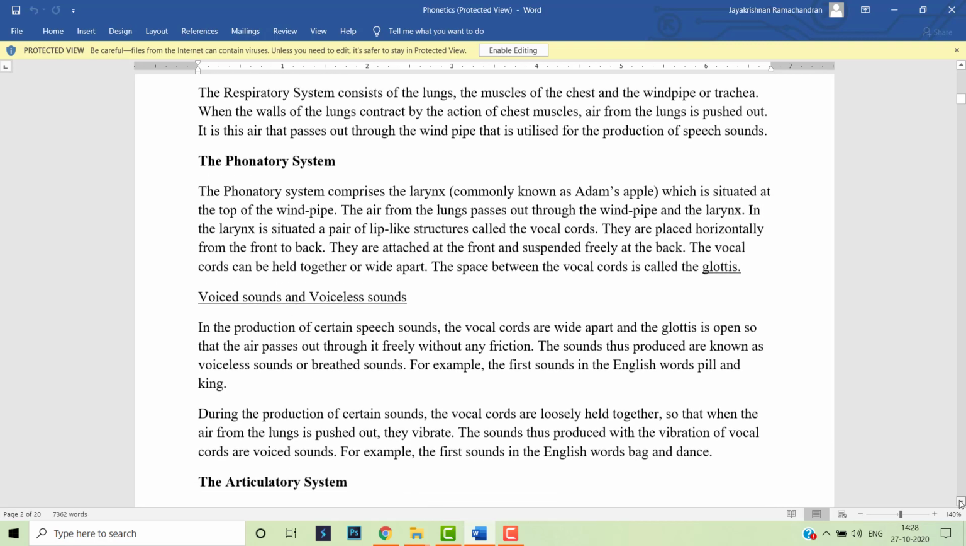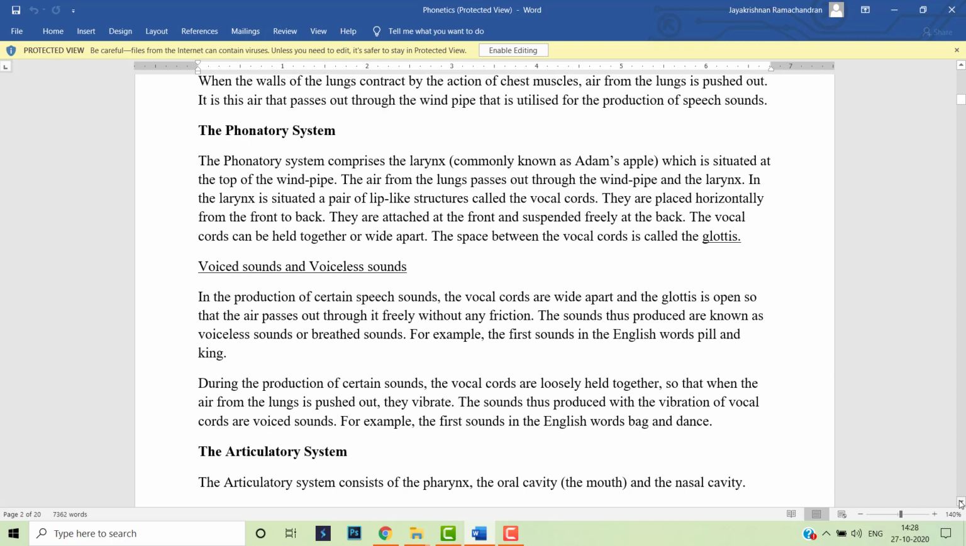And then we have studied voiced sounds and voiceless sounds. Voiceless sounds are those sounds during the production of which the glottis remains open so that the air can escape freely through the vocal cords. And there are voiced sounds. They are sounds during the production of which the vocal cords or the vocal folds remain closed, and so the air will have to push its way out. And when the air pushes its way out, the vocal cords vibrate, and voiced sounds are those sounds during the production of which the vocal cords vibrate.